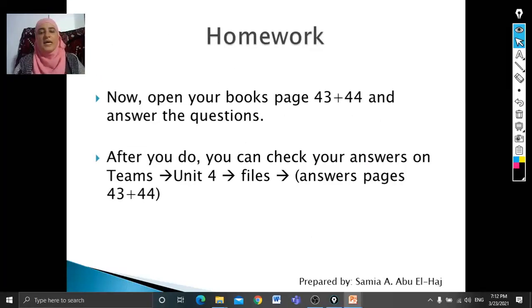Alright, we're done with our lesson for today. So please open your students' books on pages 34, 44 and answer the questions. Then go back to Teams and check your answers under Unit 4, Files, and answer the questions, check your answers.